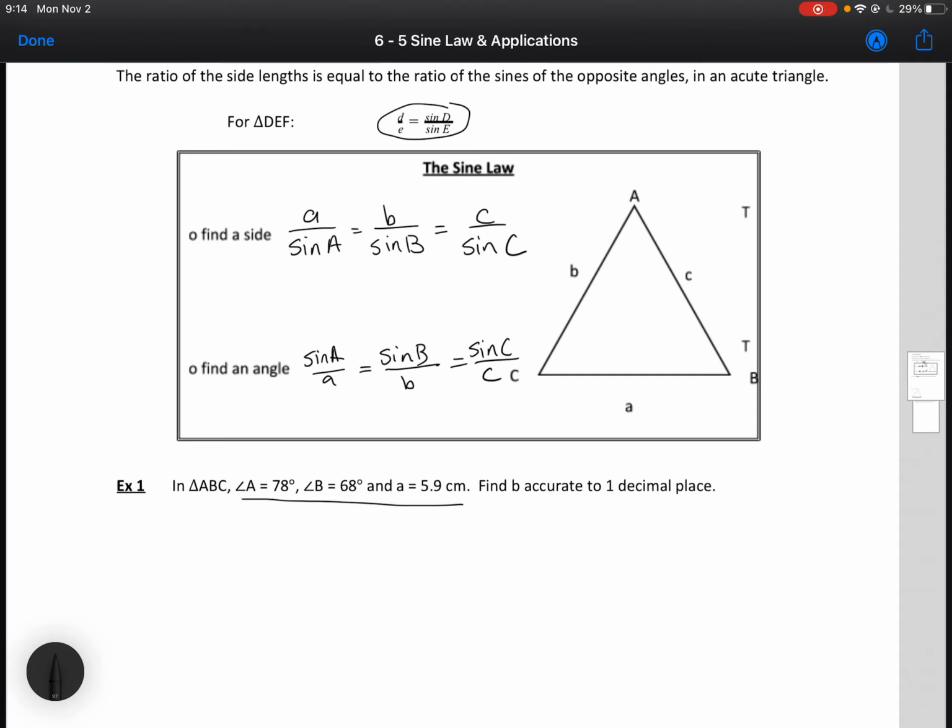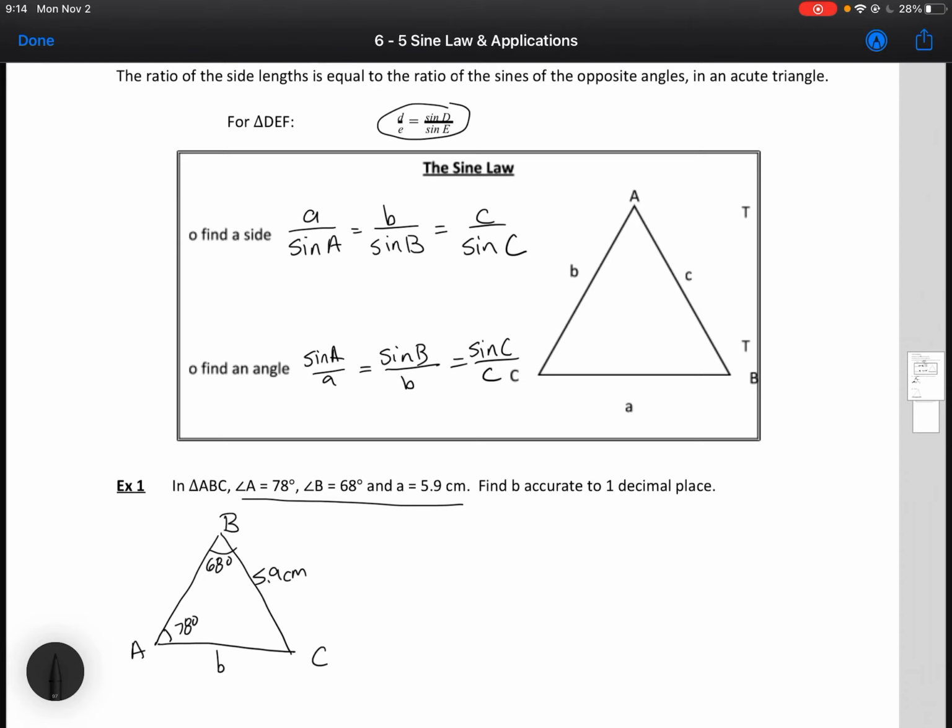So in triangle ABC, we're given some information here. So let's draw it out. So we've got triangle ABC, non-right angled. My angle A is 78 degrees. My angle B is 68 degrees. And side a, which is right across from angle A, is 5.9 centimeters. The side that I'm looking for is side b.